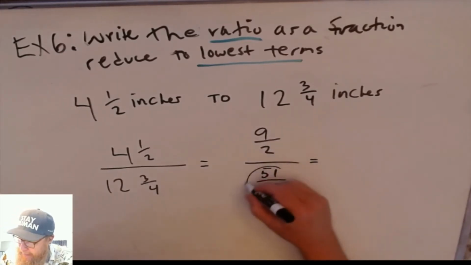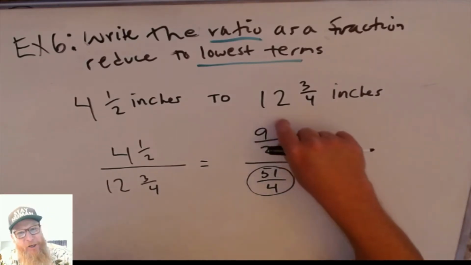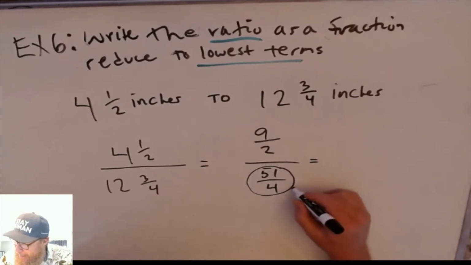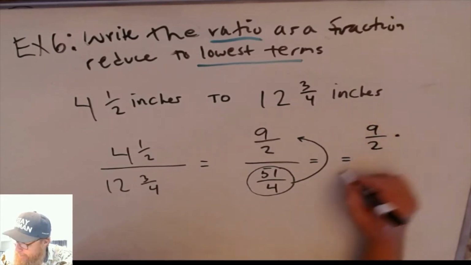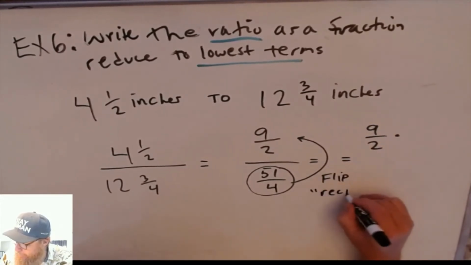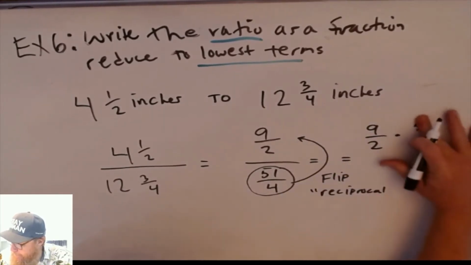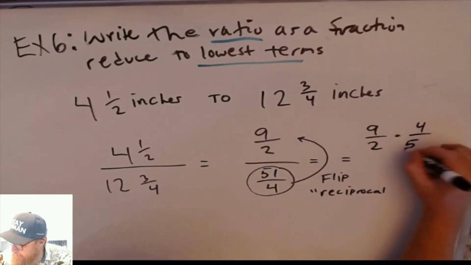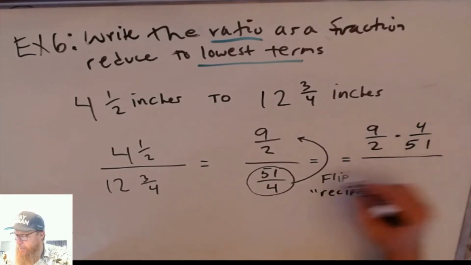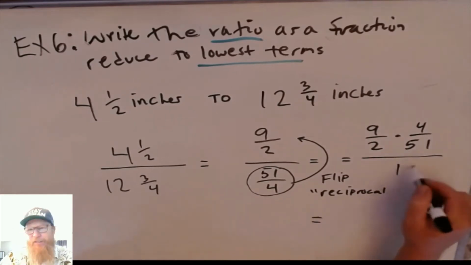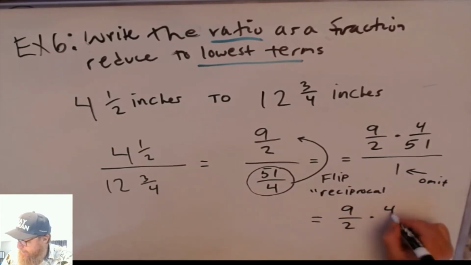Now, you're going to take the denominator ratio. So this is a ratio of ratios. There's a ratio in the top, there's a ratio in the bottom. You're going to take the denominator ratio and bring it up to the numerator and flip it. It's called the reciprocal. And then you write it as 4/51. All right. And there is no more fraction bar. This fraction bar is now 1, essentially. So we just omit it. And we just write 9/2 and 4/51.